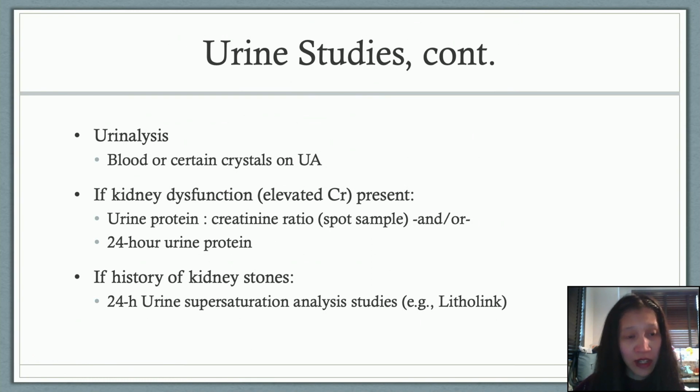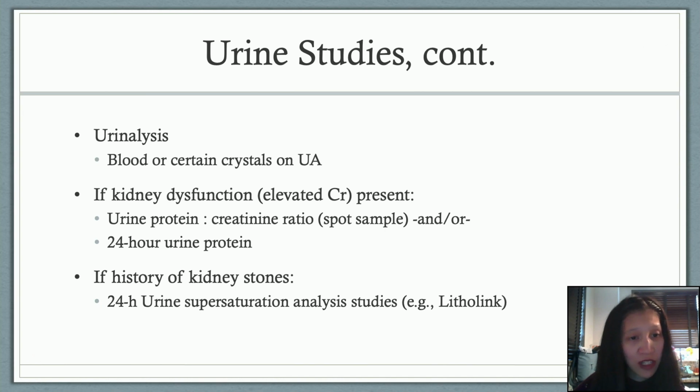Other urine studies we get oftentimes is a simple urinalysis, and that gives us a crude estimate of whether or not you have blood in the urine or certain crystals that can be picked up. If you have kidney dysfunction with an elevated creatinine, we'll also oftentimes order a urine protein to creatinine ratio, which is basically a crude estimate of how much protein is in the urine, or a 24-hour urine protein, which is a more accurate measurement of that.